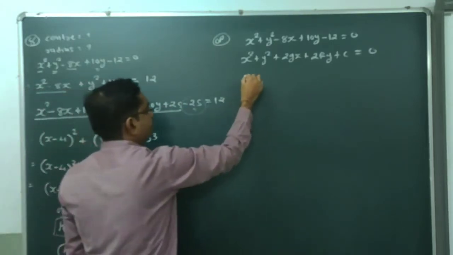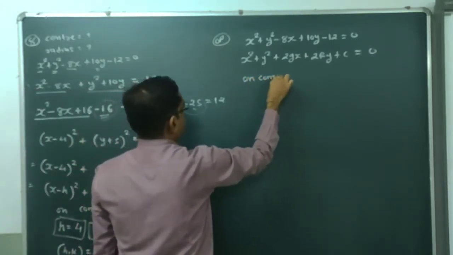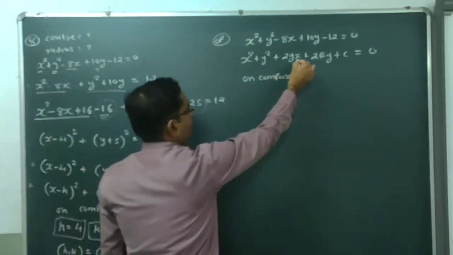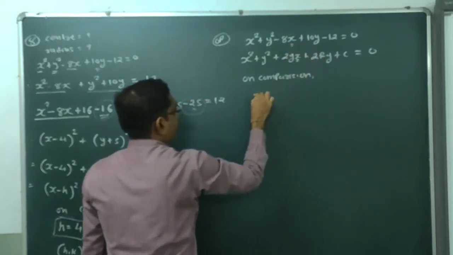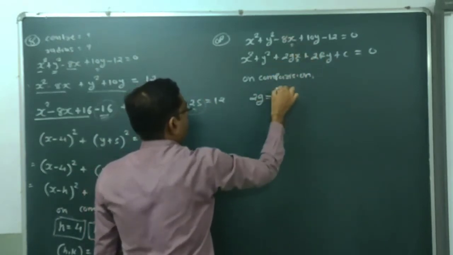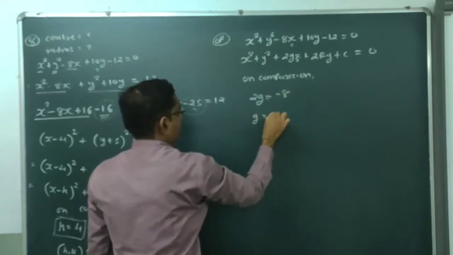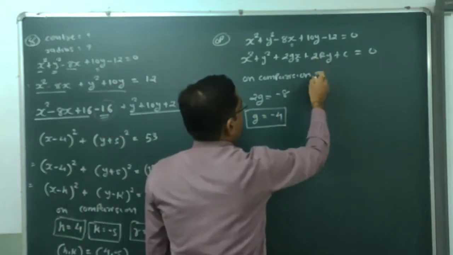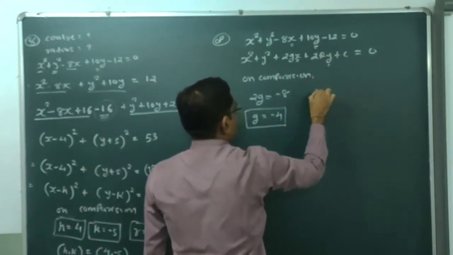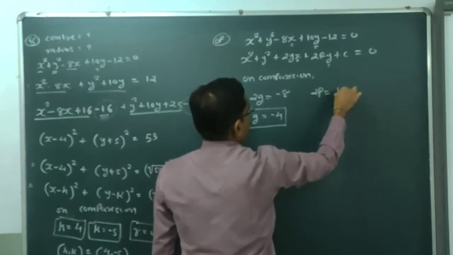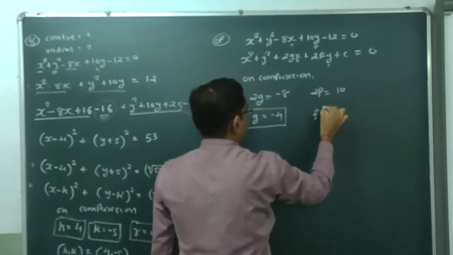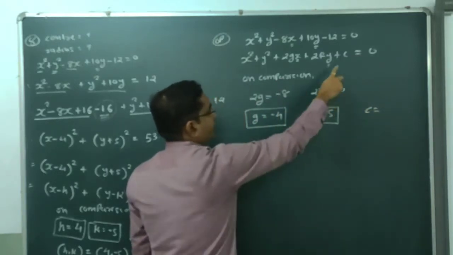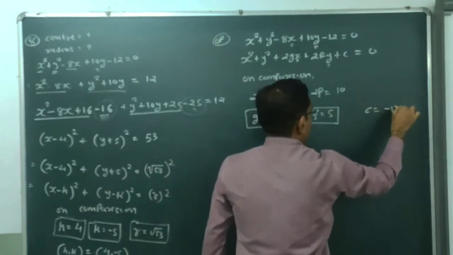So on comparison, what are we getting? The coefficient of x is twice g, and here it's minus 8, so g equal to minus 4. Again comparing the coefficient of y, twice f equal to 10, so f is 5. And c, what is the value of c? Plus c is minus 12, so c is minus 12.